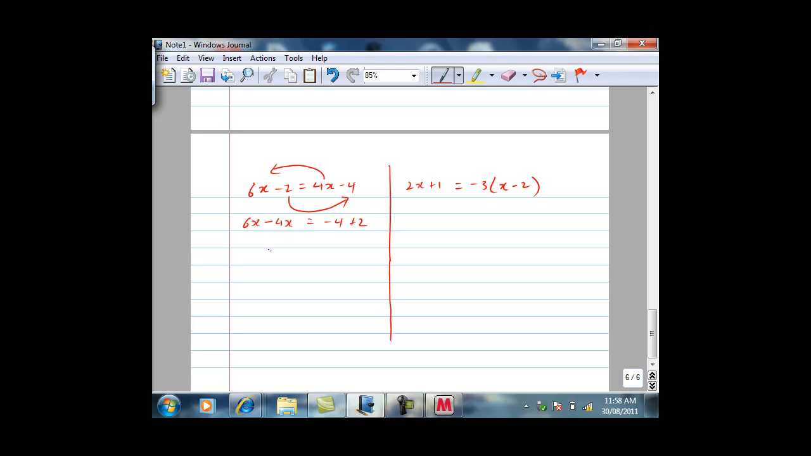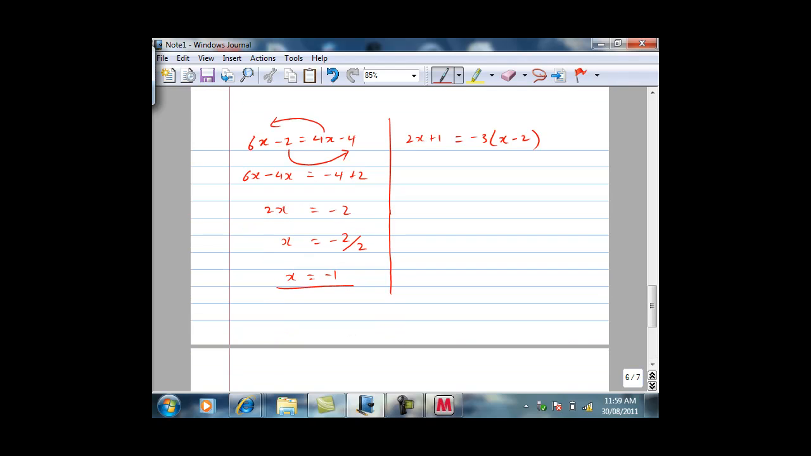So 6x minus 4x is 2x. Negative 4 plus 2 is negative 2. Then taking this 2 on to the right hand side, because it's multiplied, it's divided on the right hand side. Negative 2 divided by 2 is negative 1. Let's have a look at this particular question now.